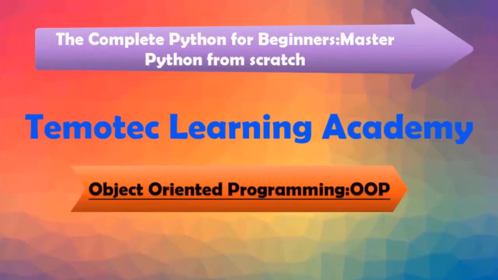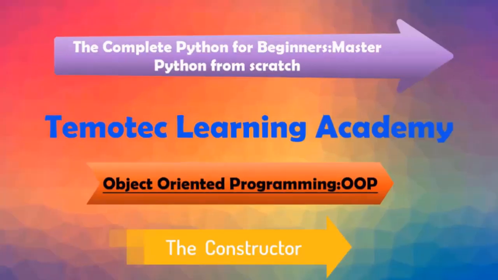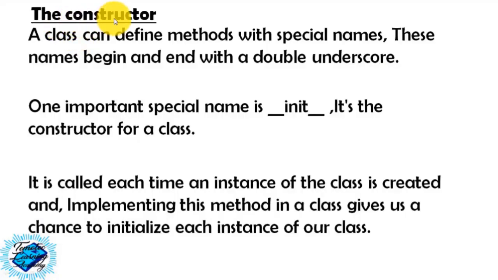Object-oriented programming, OOP. The constructor. The constructor method. A class can define methods with special names. These names begin and end with a double underscore. One important special name is __init__. It's the constructor for the class.